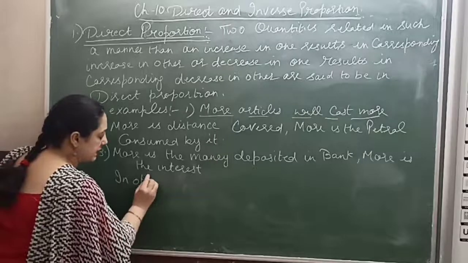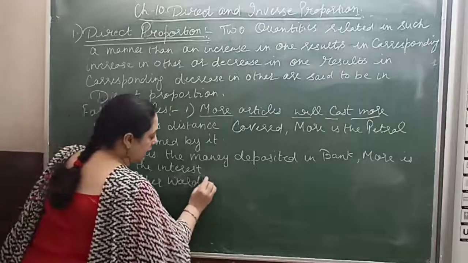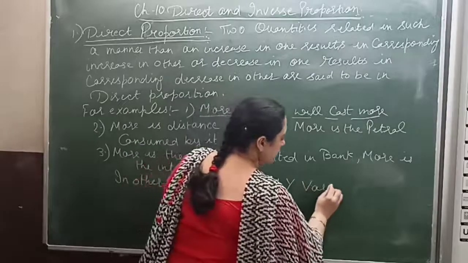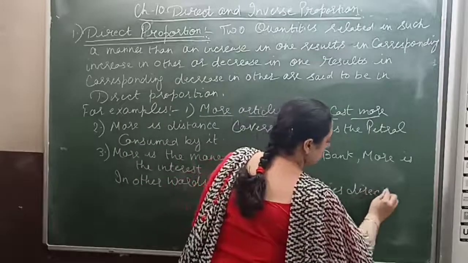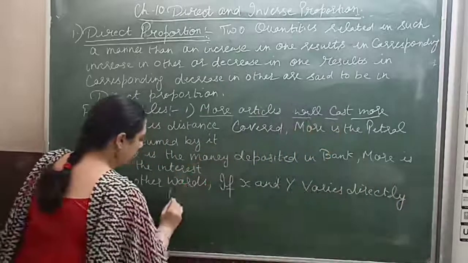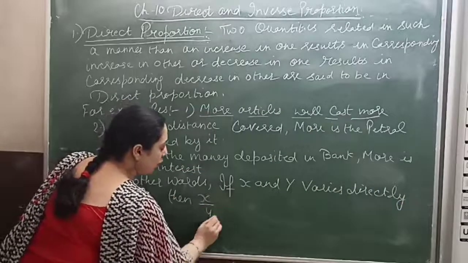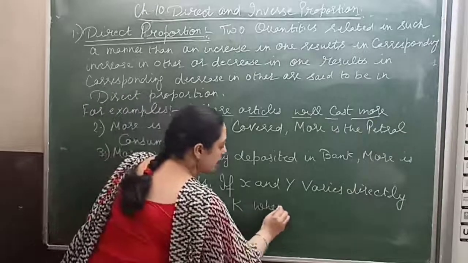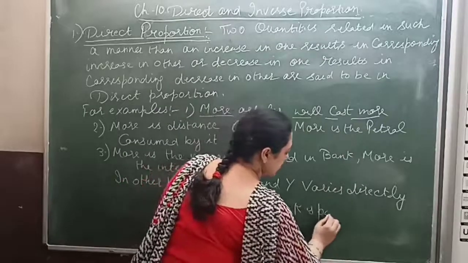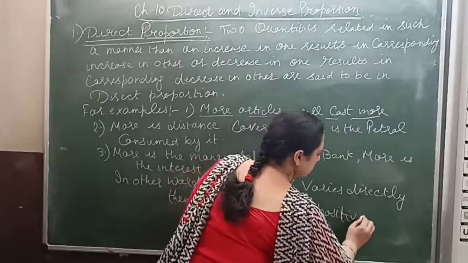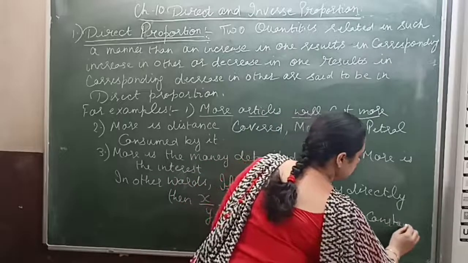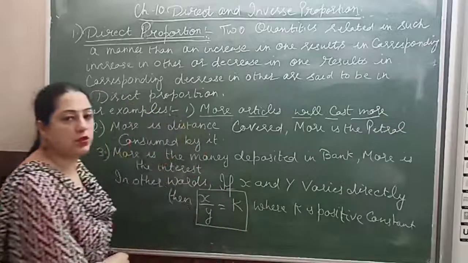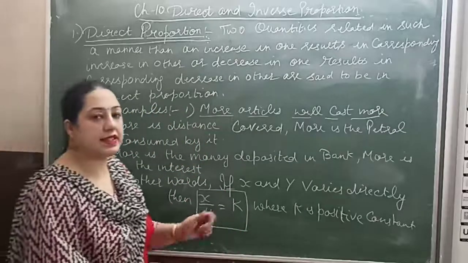In other words, if x and y vary directly, then the ratio of x over y is equal to k, where k is a positive constant. By using this relation, x over y equals k, we will solve Exercise 10.1.